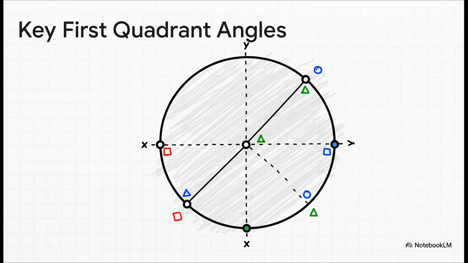So what does that mean? It means you don't need to memorize dozens of points. You only need to know the coordinates for these three key angles in that first little quadrant. For 30 degrees, it's root 3 over 2, 1/2. For 45 degrees, it's root 2 over 2, root 2 over 2. And for 60 degrees, it's 1/2, root 3 over 2. That's it. Just these three.